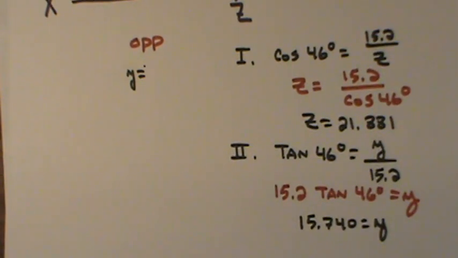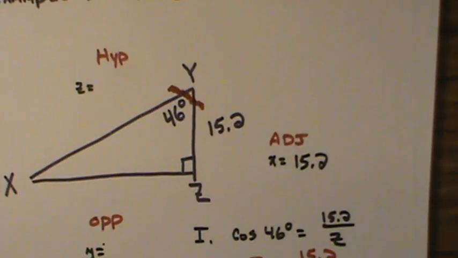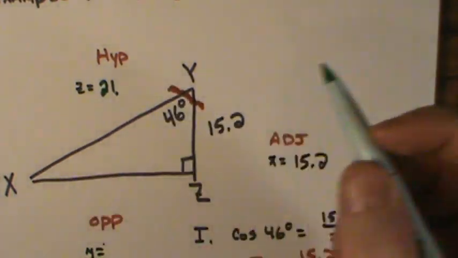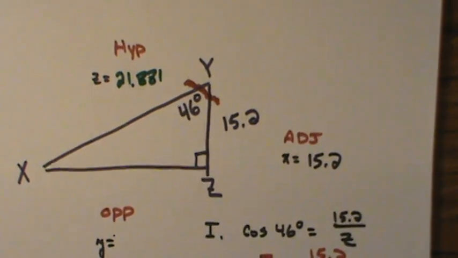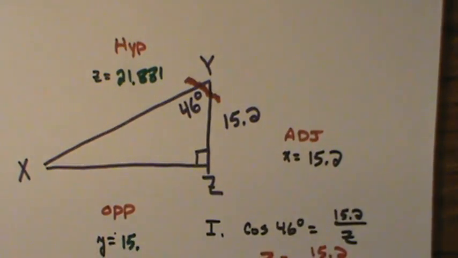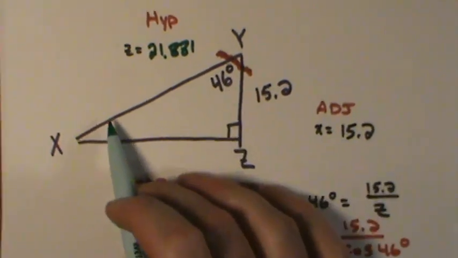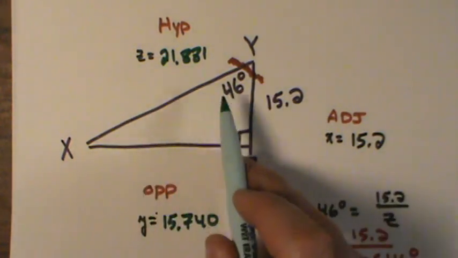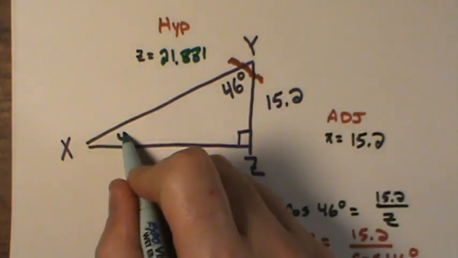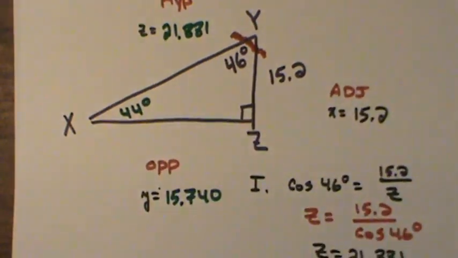Now I'm going to go up to my triangle and I'm going to fill in some information. I just found z to be 21.881. No surprise there. Y was 15.740, and this missing angle, these two angles, a given angle and the other one, should always add up to 90. So if this is 46, this one must be 44. And then you can do a quick check for the reasonableness of your answer.